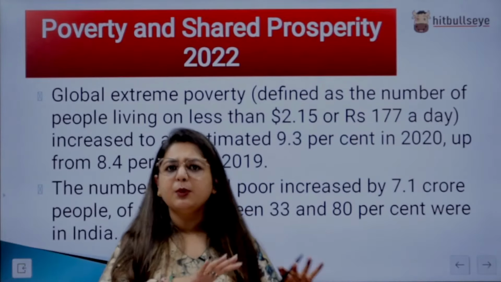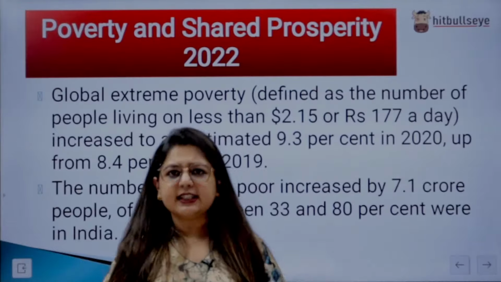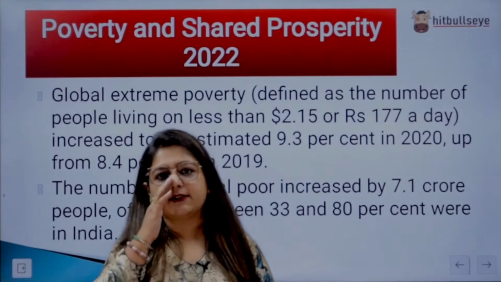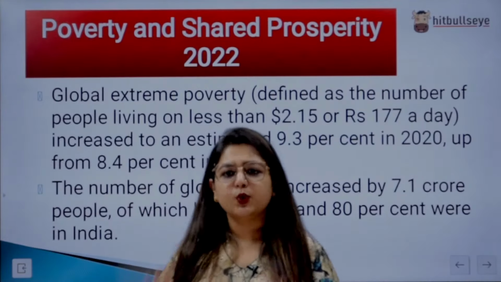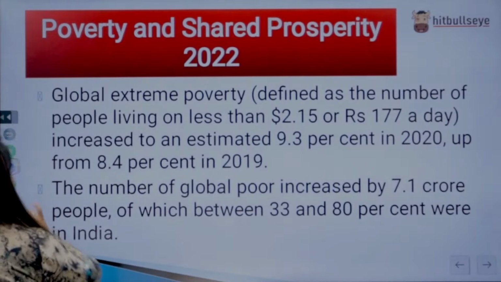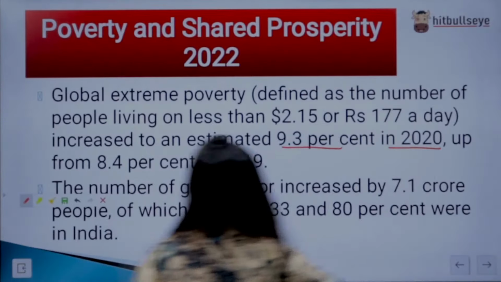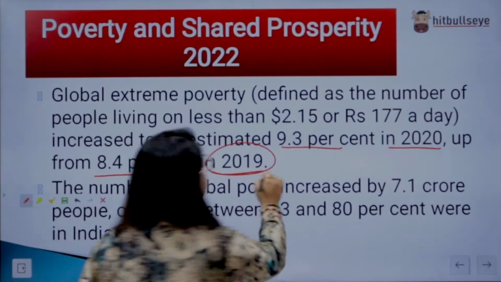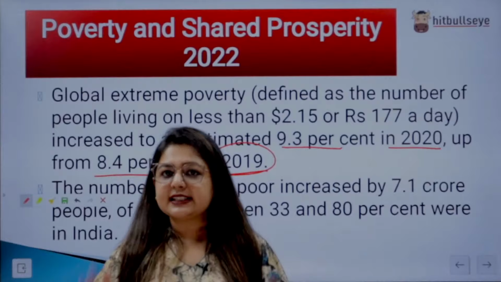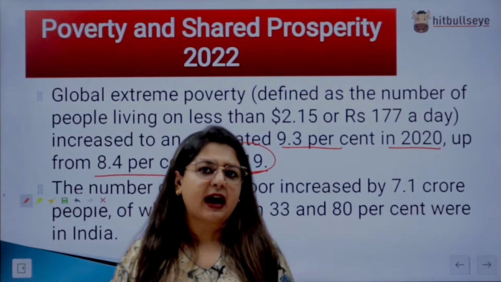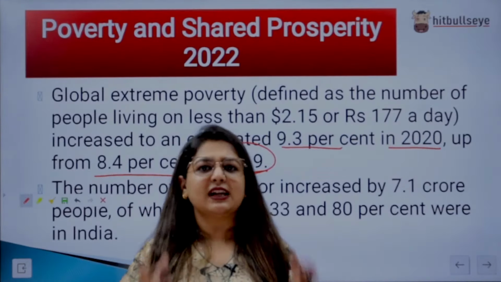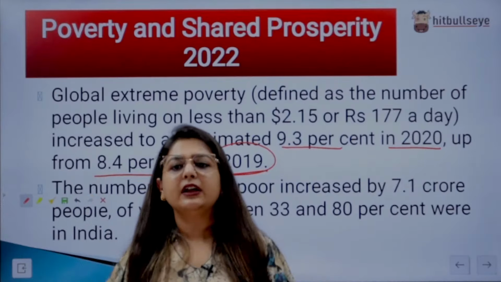So they have defined poverty in a way that if you are spending less than $2.15, or 177 rupees a day, then you are considered as poor. Now this has increased to an estimated 9.3% in the year 2020, which is up from 8.4% in 2019. So almost the reports are quite similar, and it shows that yes, COVID-19 has made an aggravating impact on the overall poverty, and somewhere or the other the deprivations are still there, and it has gone up rather than going down.